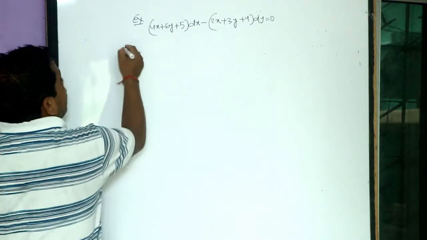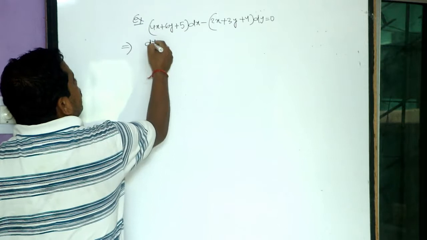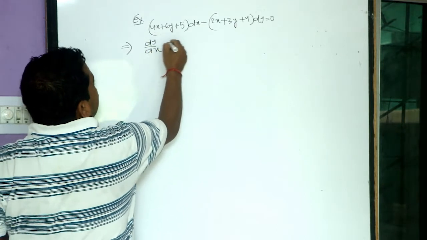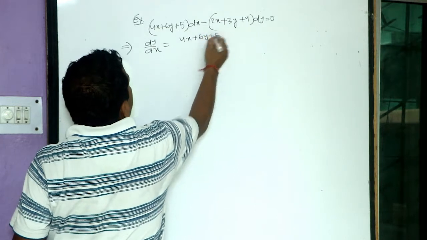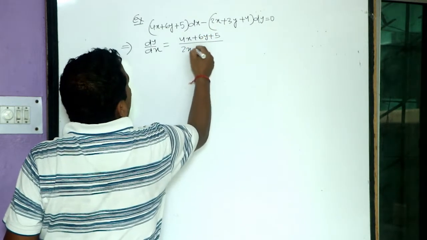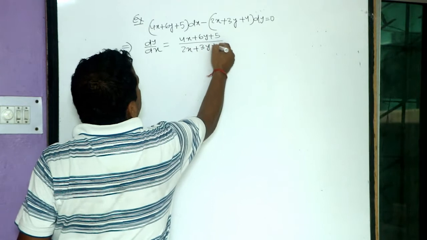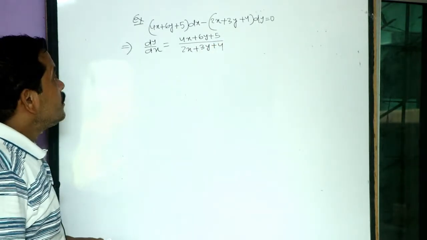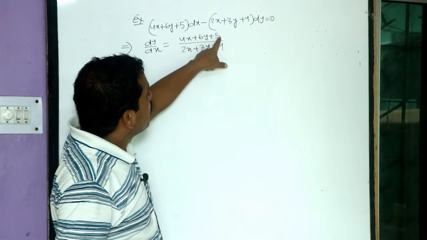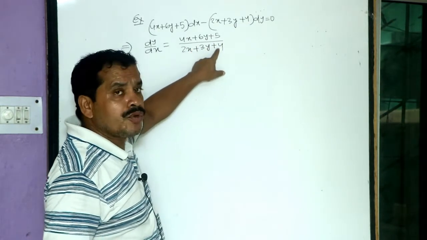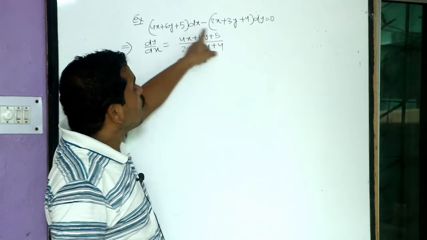Now first you find just dy by dx. Here dy by dx is (4x + 6y + 5)/(2x + 3y + 4). This is not a homogeneous differential equation because the numerator contains a constant term, and the denominator also has a constant term. So it is not homogeneous.